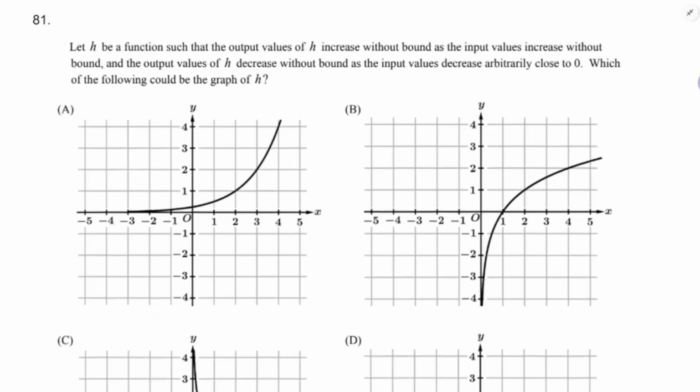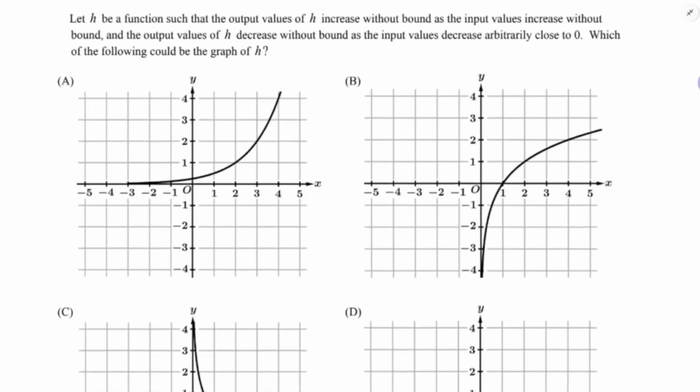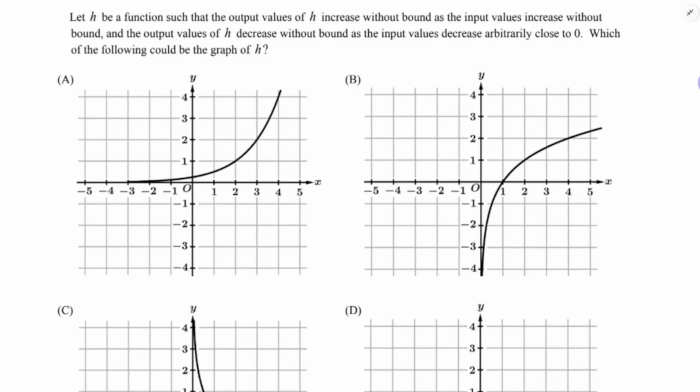Okay, number 81. Let h be a function where the output values are increasing without bound as the input values increase without bound. Okay, so that means the limit as x approaches positive infinity of h of x is positive infinity. I know that limits are something that at least the students in my class this year are not all that confident on, so I'm just going to write it out every time.